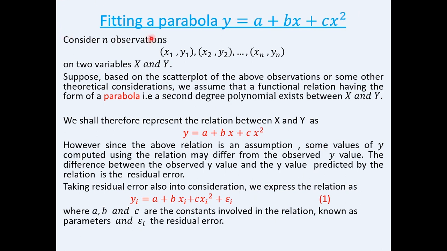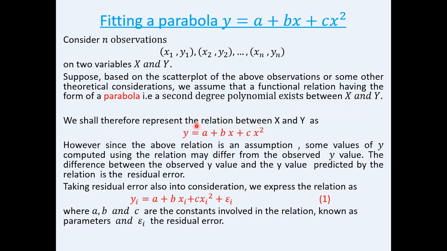In this session, we shall see how to fit a polynomial of second degree, that is a parabola, to a set of observations. Consider n observations (x1, y1), (x2, y2), etc., (xn, yn) on two variables x and y. Suppose we assume that a functional relation having the form of a parabola, that is a second degree polynomial, exists between x and y.